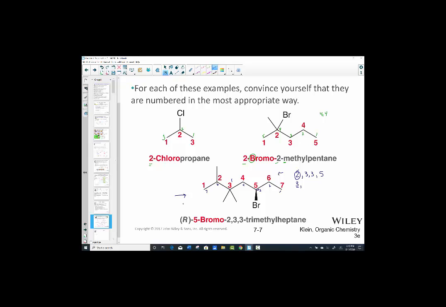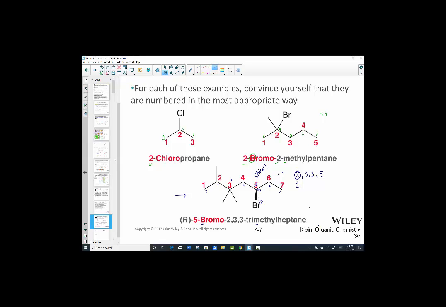Also recall that you alphabetize. There is your B, 5-bromo. We had 3 groups of methyl at carbon 2, 3, 3. And then this is a chiral center. So the chiral center has to be named in there as well. At carbon number 5, we had a stereocenter. It was spinning in the clockwise position.